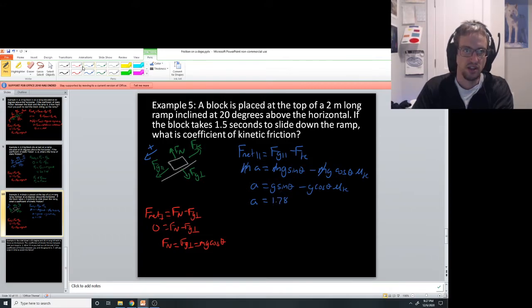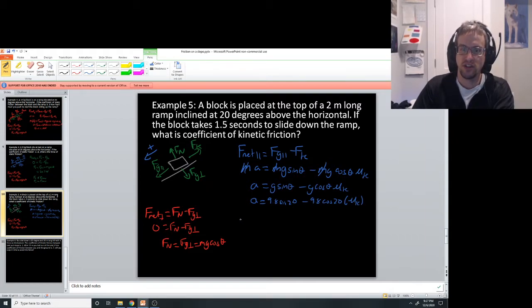I don't get that because I've done this all wrong. No, it's not all wrong. So this is the thing right here. I can't plug it in because, if I had been looking at my notes properly, I would know that A is equal to 9.8 sine of 20 minus 9.8 cosine of 20, and I don't know what UK is. That's what I'm trying to solve for. That's okay. I'm going to come back to this equation.